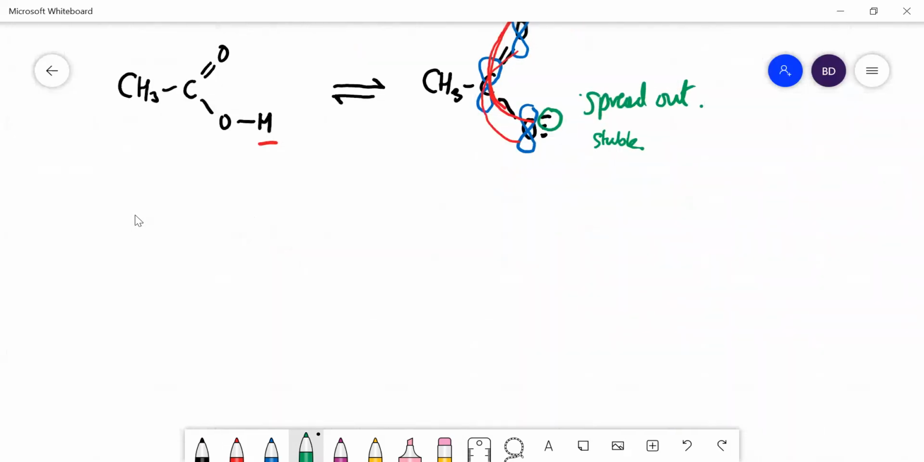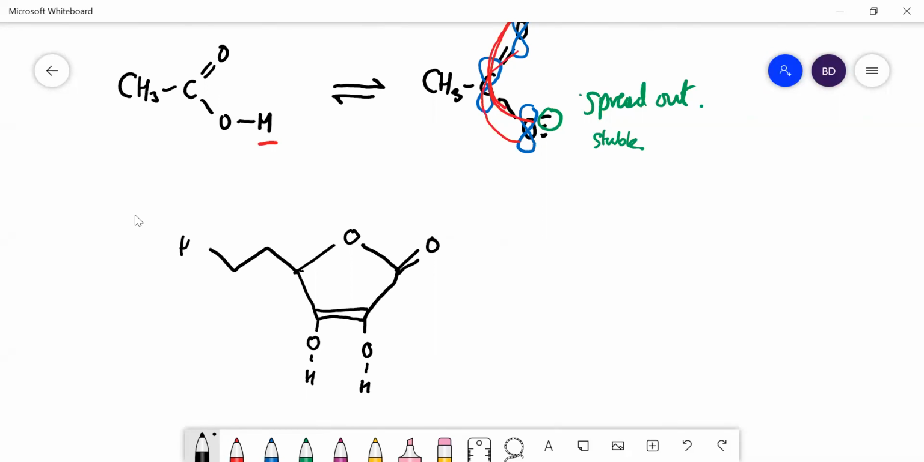Which is interesting. Let's have a little think about this molecule here, which is vitamin C. Now, you may be aware that the chemical name for vitamin C is ascorbic acid. So you've got an OH there. I'll draw it as a proper OH displayed. So that is the structure of vitamin C.